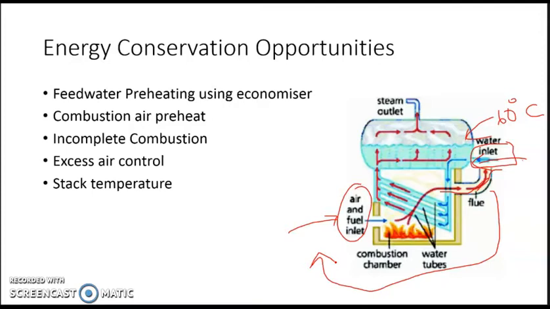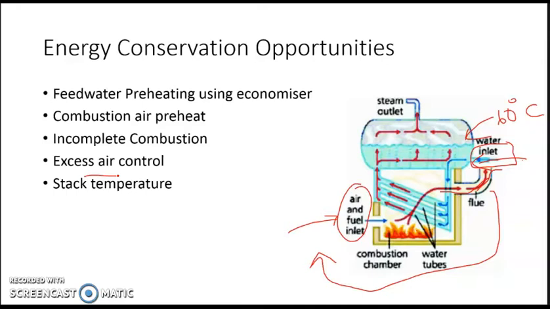Next is the excess air control. That is, the air is being fed along with the fuel. If the amount of air increases, that is, an excess quantity of air goes inside the system, it will also result in poor performance of the boiler. So it is always required to control the air.